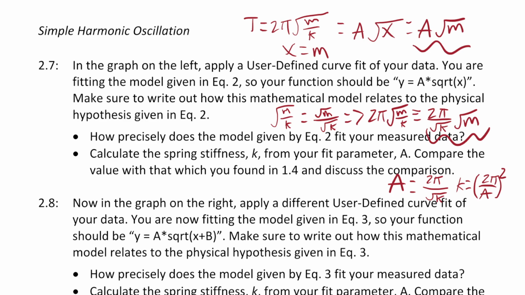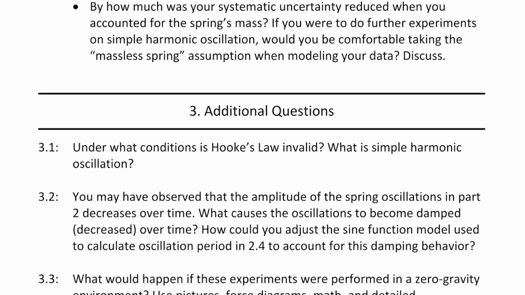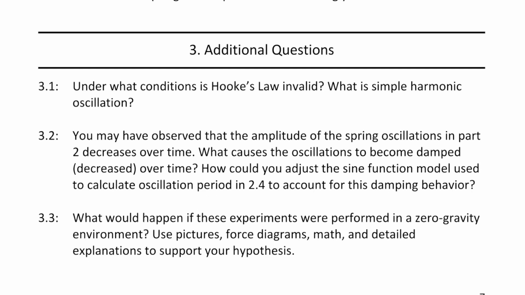All right. And so that's how you found k from your graph. All right. And then part 3 is about additional questions. So under what conditions is Hooke's law invalid?